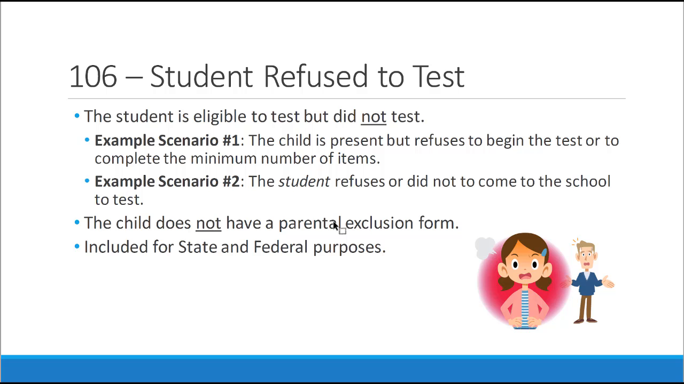Another situation you may run into in your testing sessions is a student attends the session but refuses to participate. This is usually due to a behavioral issue. And again, you don't have to have a parent sign an opt-out form if the child has thrown a tantrum or refused to participate. You can just apply the 106 student refused to test participation code. This may also apply to a situation where a student has the behavioral issue at home and refuses to come to the school to take the test.